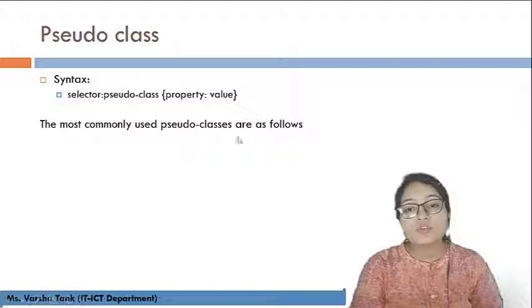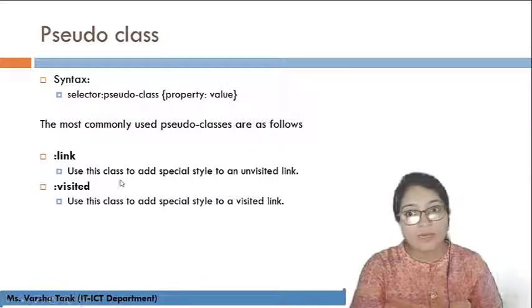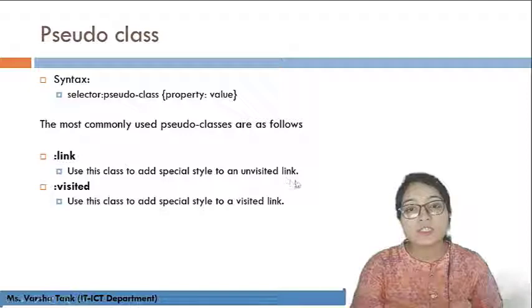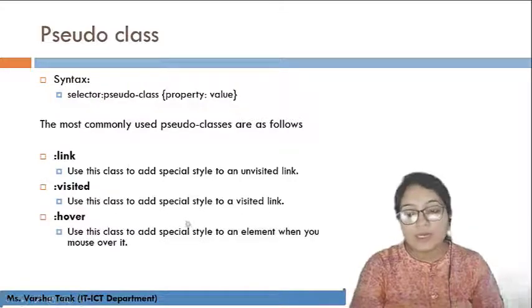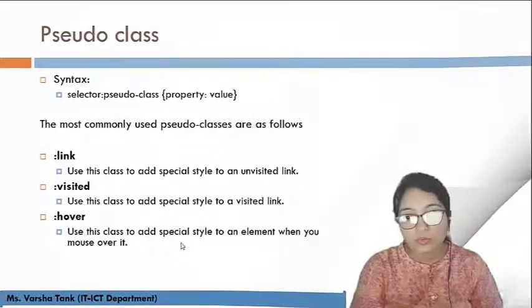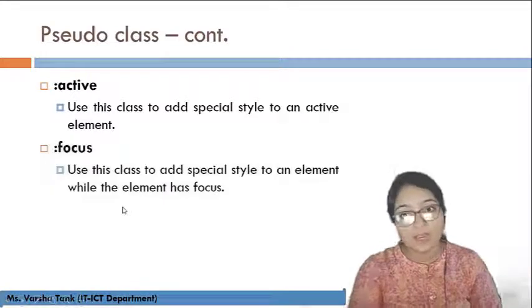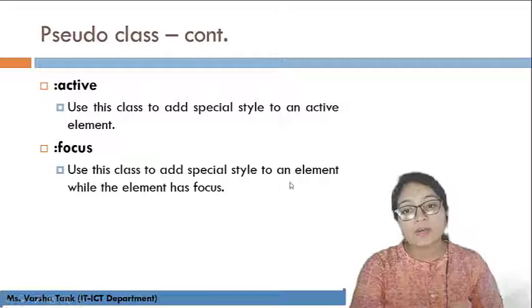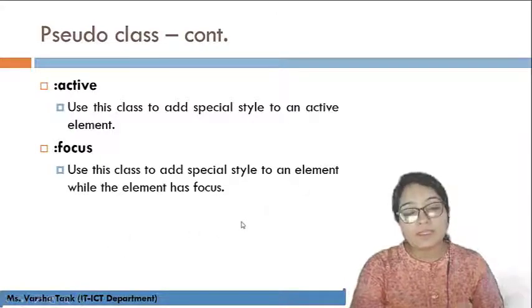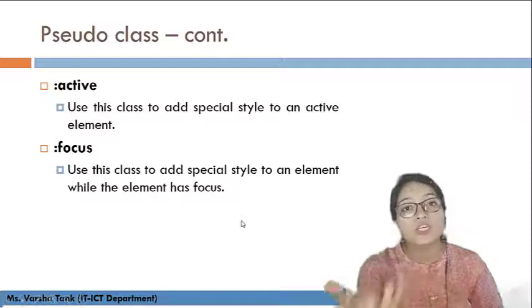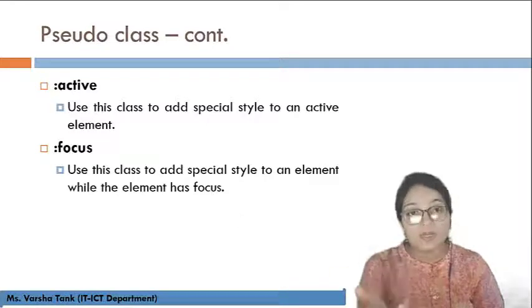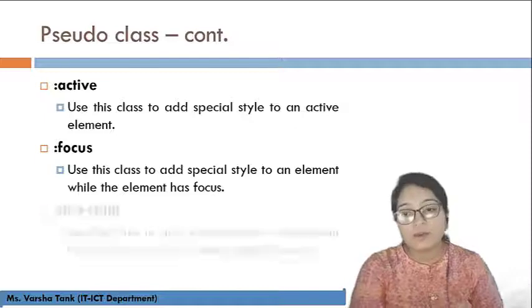The most commonly used pseudo classes are as follows. Link, which we have already learned: use this class to add special styles to an unvisited link. Then visited: use this class to add special styles to a visited link. Hover: use this class to add special styles to an element when you hover the mouse over it. Then active, when you are clicking on the link, the color is different. Focus: use this class to add special styles to an element while it has focus. When the element has focus, you can change its background color also.